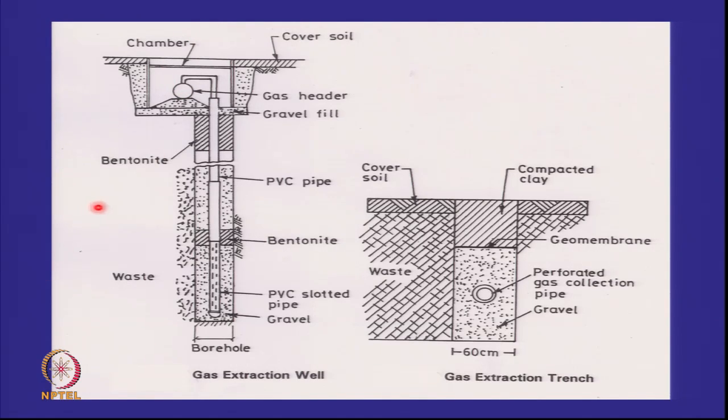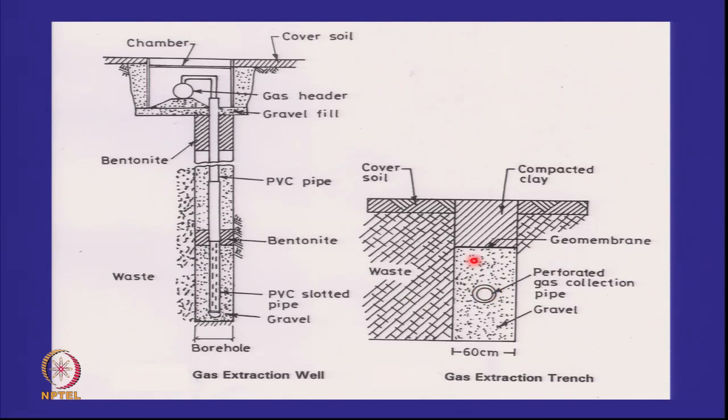So all the gas has a tendency to go towards the slotted pipe. There is a bentonite seal here, this is not slotted, so this is the place where you are collecting the gas. This can be pretty long. This is a typical trench. The pipe, horizontal trench, waste.